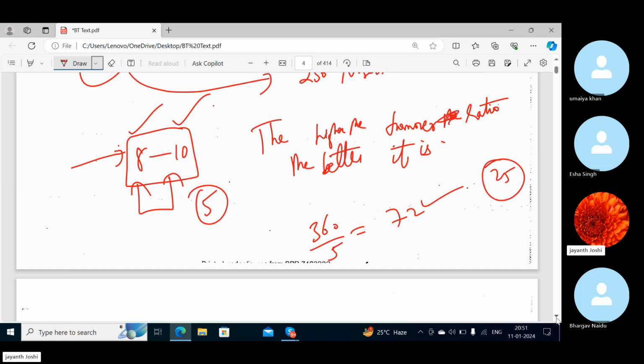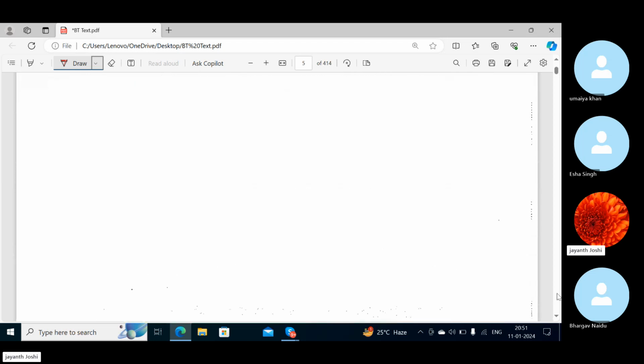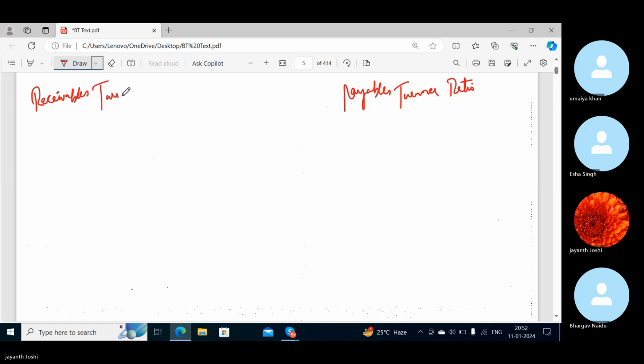Now let's go ahead with the next ratio. So the stock turnover ratio is done. Now we are discussing the receivables turnover ratio, and simultaneously we'll put the payables turnover ratio here as well. So the receivables turnover ratio. What do you mean by this receivables turnover ratio? What does it tell? It shows the relationship.